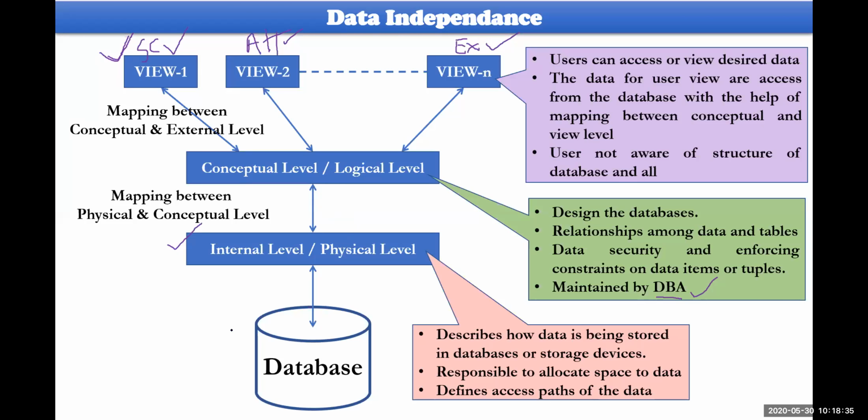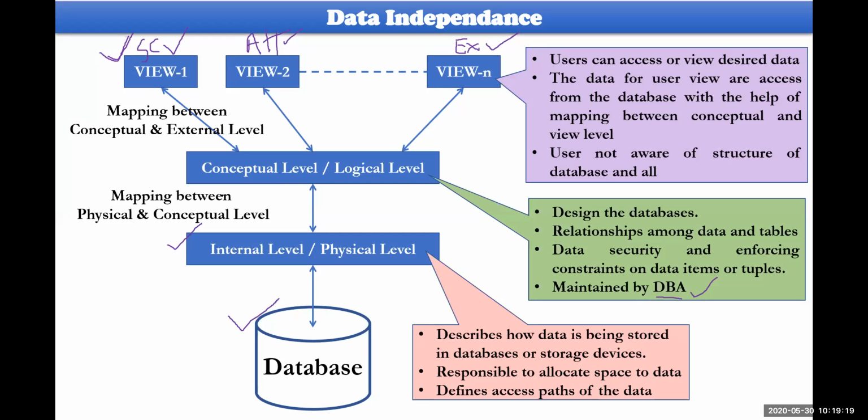Physically, that data has been stored somewhere else in hard disks, and because of some small changes in the conceptual schema, there should not be any modifications at the physical level. That is why it is called physical data independence. Finally, the conclusion is, if any modification happens at the conceptual level, those modifications shall not cause any modifications at the physical level. If this happens, then such kind of thing is called physical data independence.